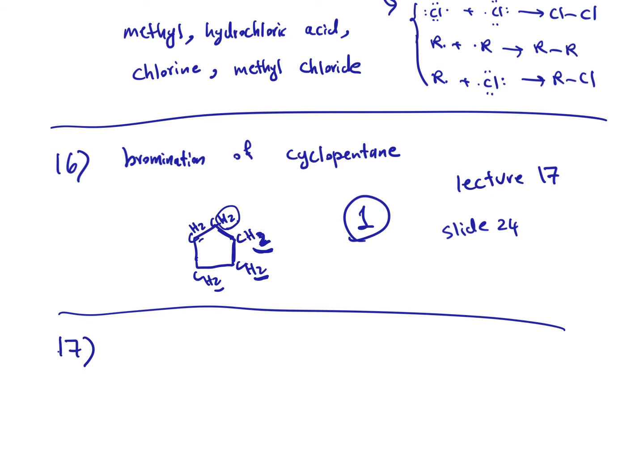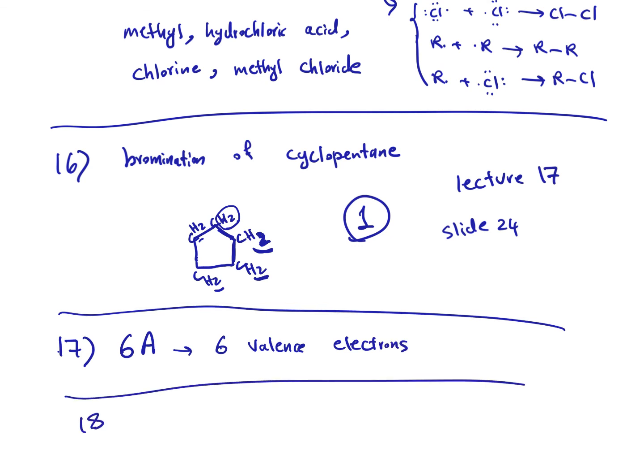Okay, let's go through question number 17th. What is the number of electrons in the valence shell of sulfur? Okay, sulfur belongs to group 6A, so it has 6 valence electrons. That was an easy one. Okay, question 18. Which of the following molecules are structural isomers?